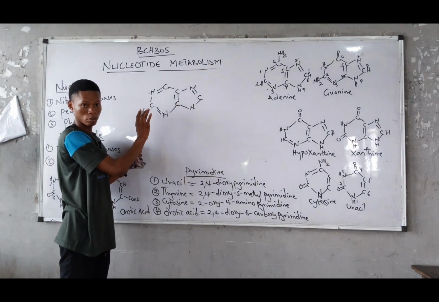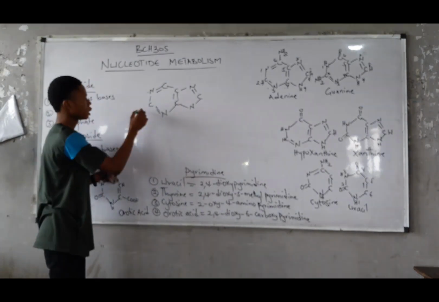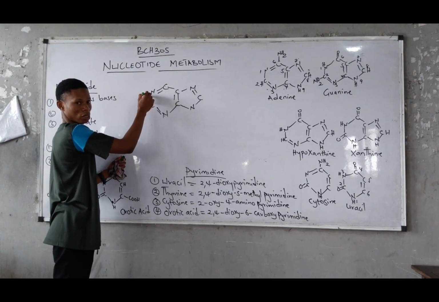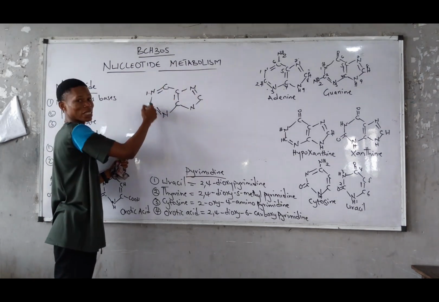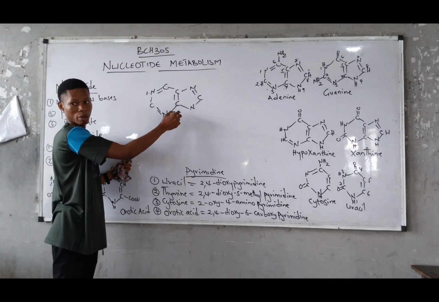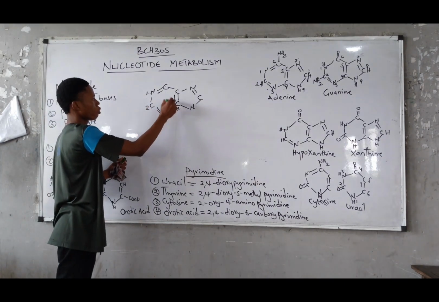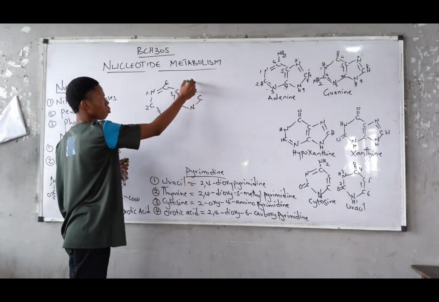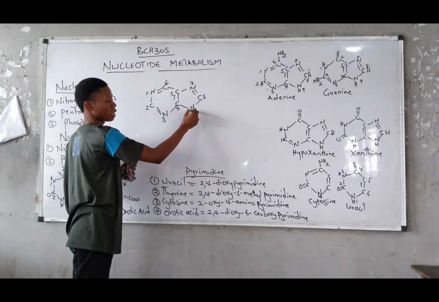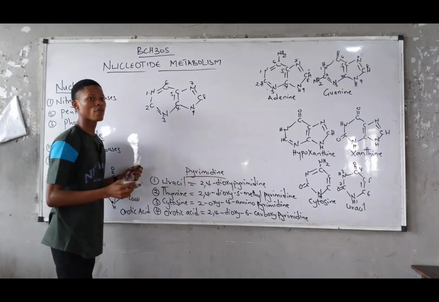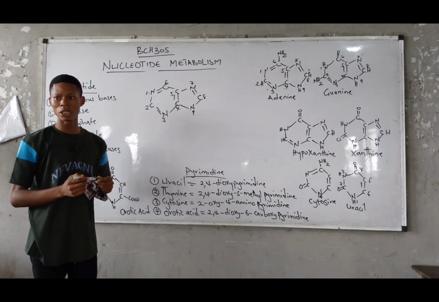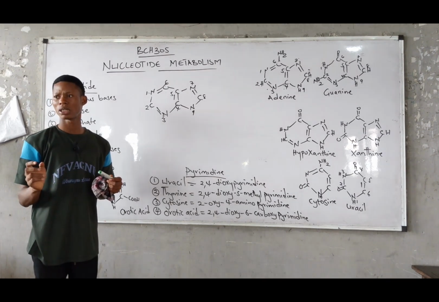This is my purine. If I'm numbering my purine, this is my nitrogen 1. And I number it like this. I number the 6-membered ring before the 5-membered ring. So 1, 2, 3, 4, 5, 6. Then I come back here, 7, 8, 9.